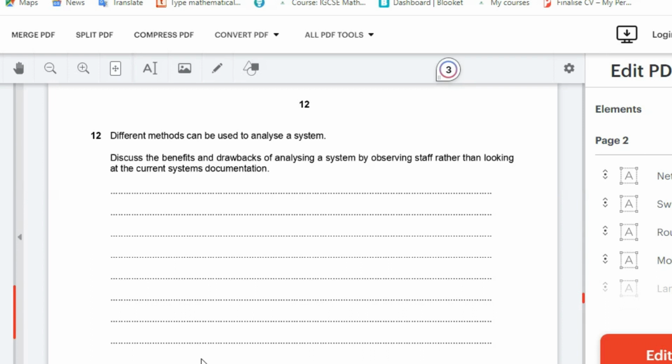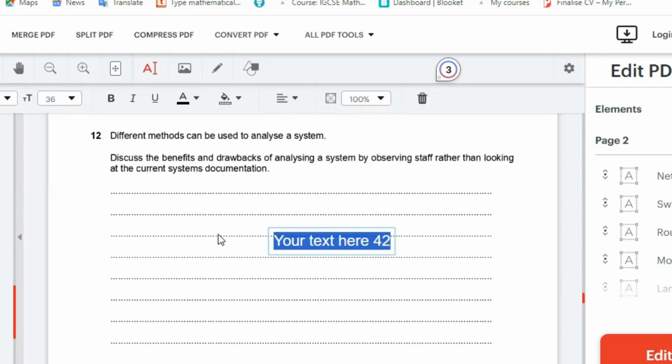All right. So we want to look at the benefits and drawbacks. Those are the advantages and disadvantages. Let's start with the advantages. Advantages of observation.